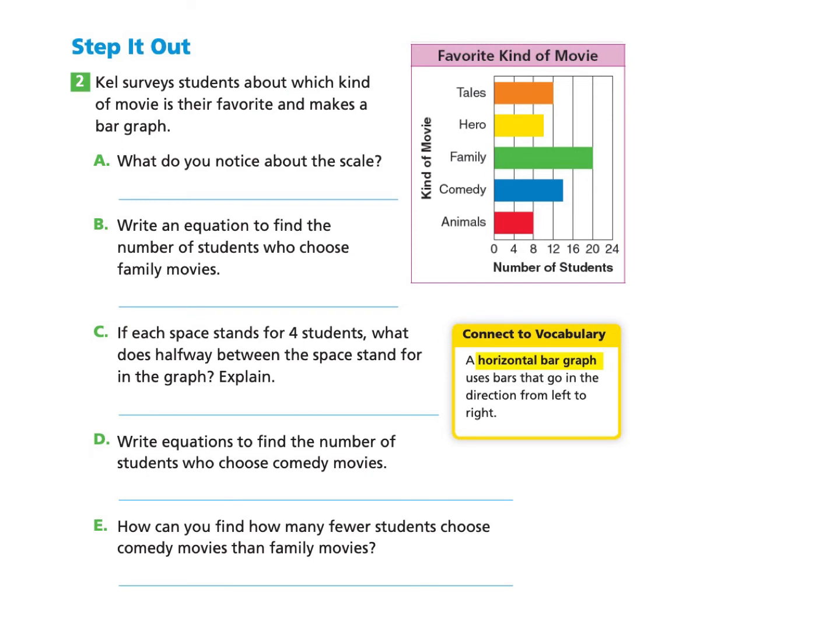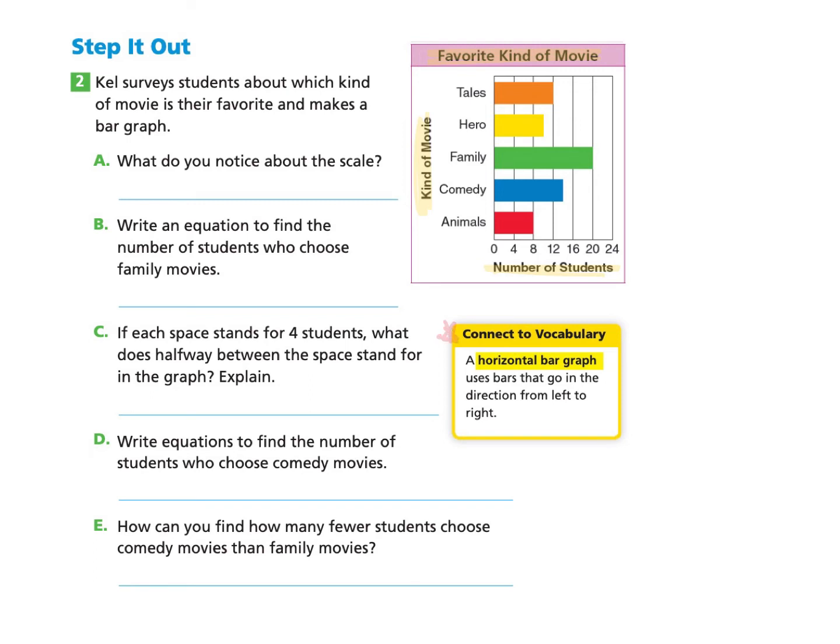Please turn to the next page, page 467, under Step It Out, question 2. Kel surveys students about which kind of movie is their favorite and makes a bar graph. Now, if we're looking at this bar graph, we notice the title is Favorite Kind of Movie. We notice the different kinds of movies that are listed: tales, hero, family, comedy, and animals. And we know the number of students that cast their vote for their favorite kind of movie.